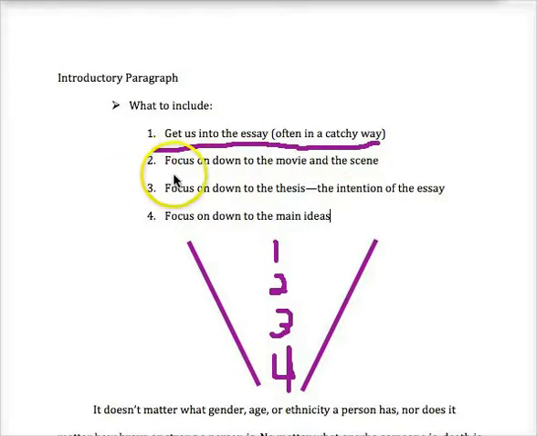Okay, after that, then you have to focus on down to, in this case, what the movie is and the scene, and you want to identify what those are to us. And it doesn't have to be in the second sentence or the third or the fourth, but it has to move in that direction. So you can see by my design down here, it's like this funnel here, right? Just roughly perceived as that.